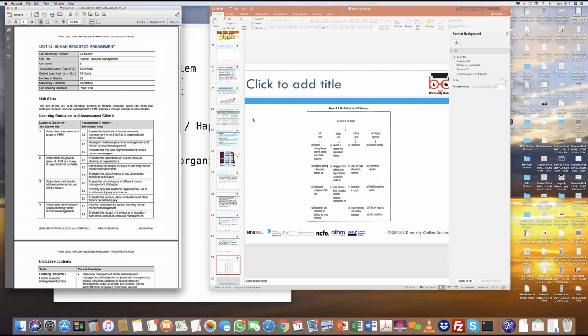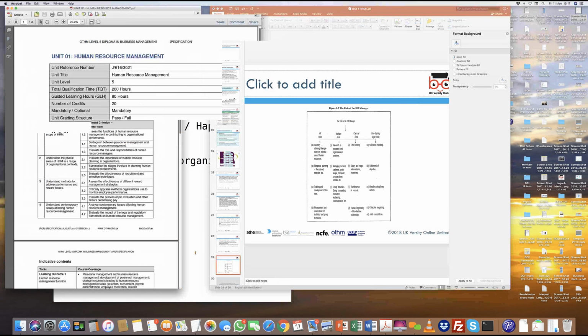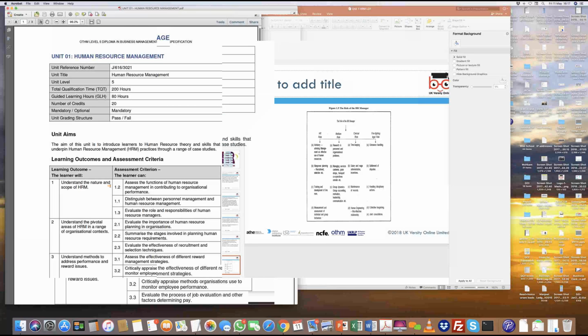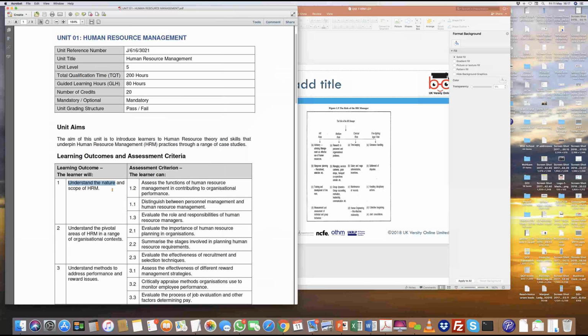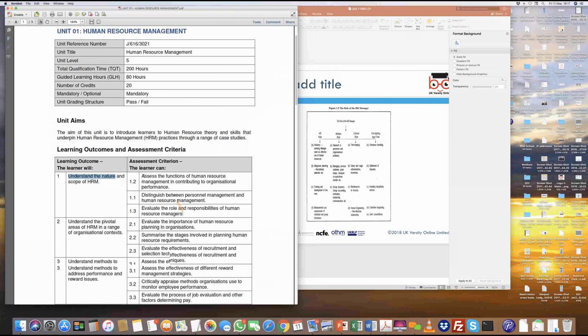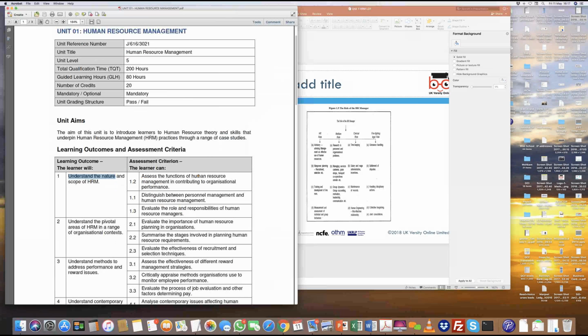So if we look at the unit specification, what I've covered today is basically the nature and scope of HRM. And within that, we have covered these 3 tasks. What is the role and functions? What are the key functions of HR management? What is the difference between personnel and human resource management? And some of the roles and responsibilities of the HR manager within the organization.